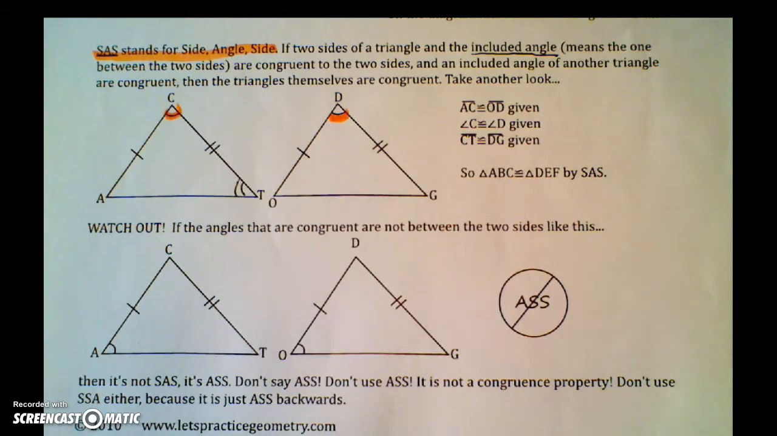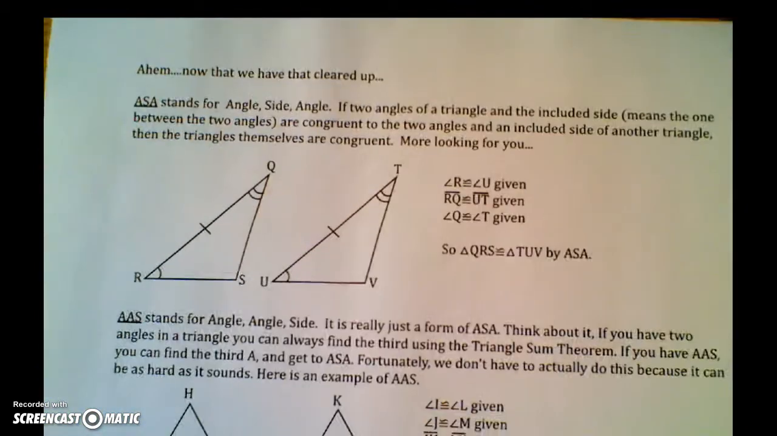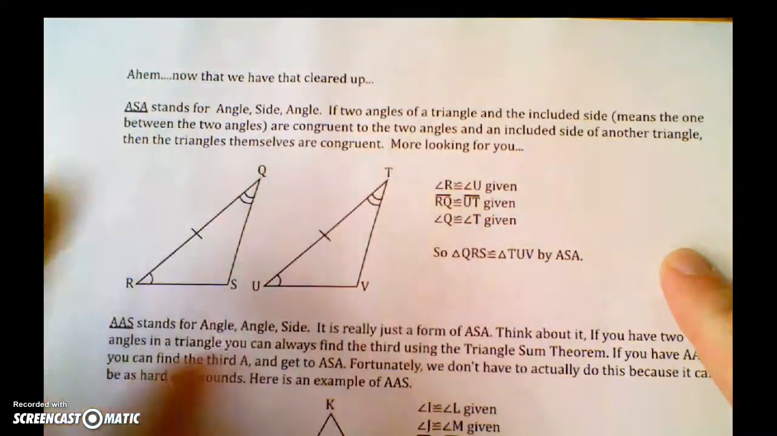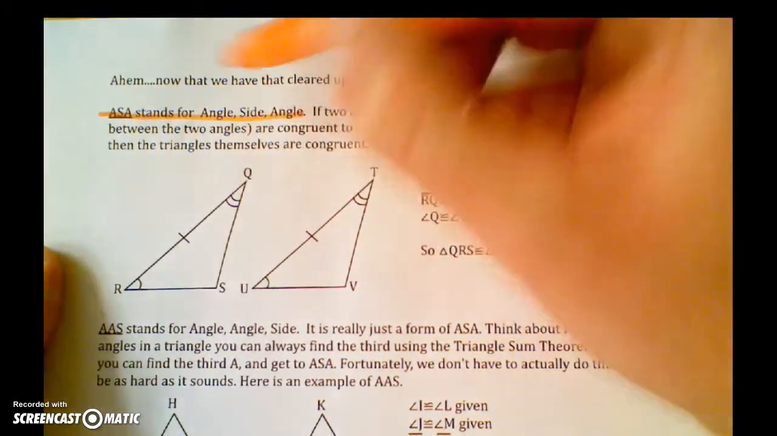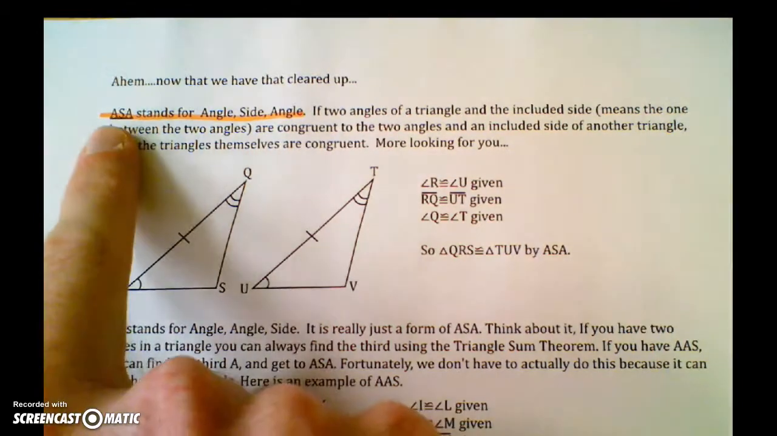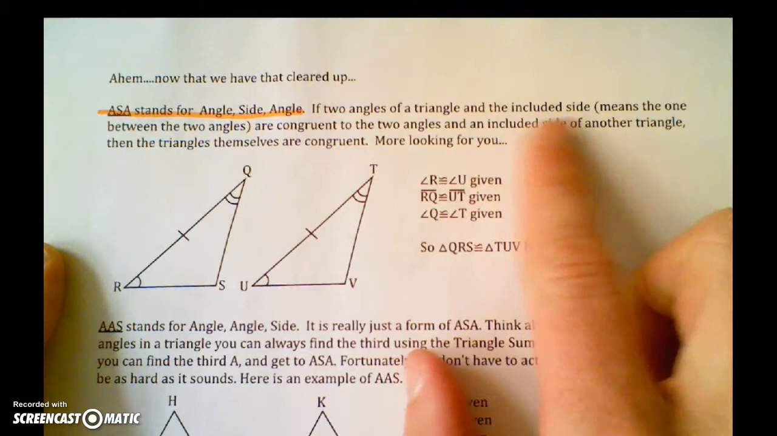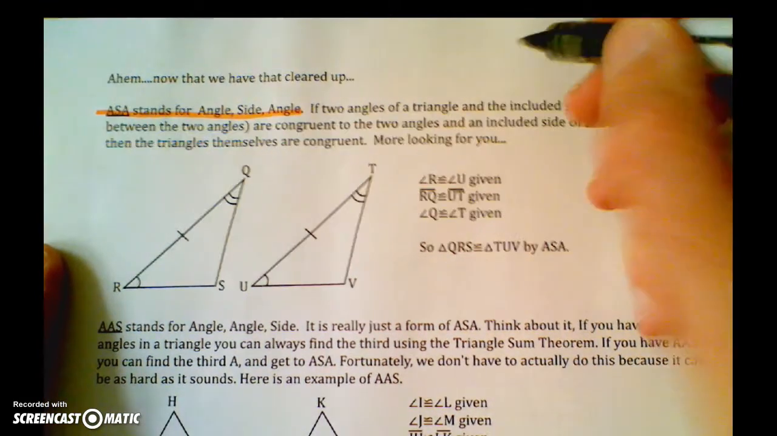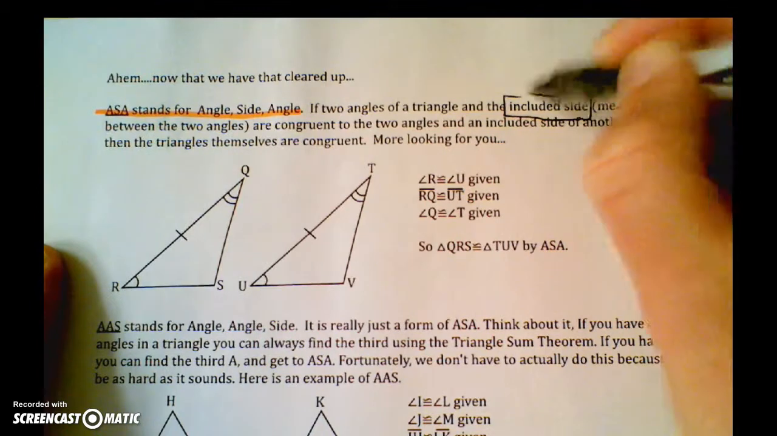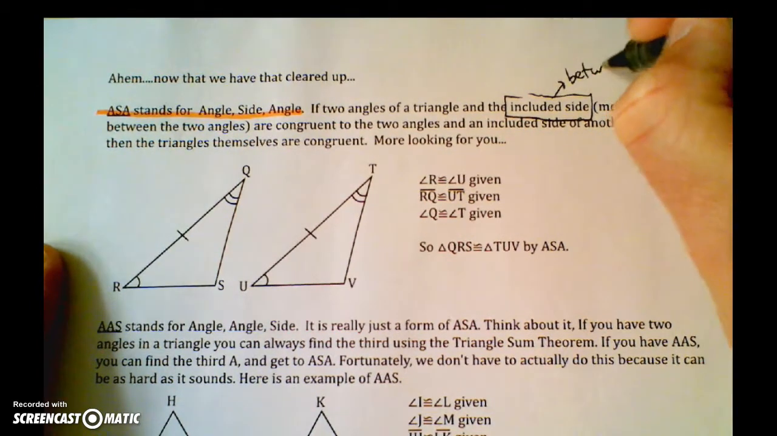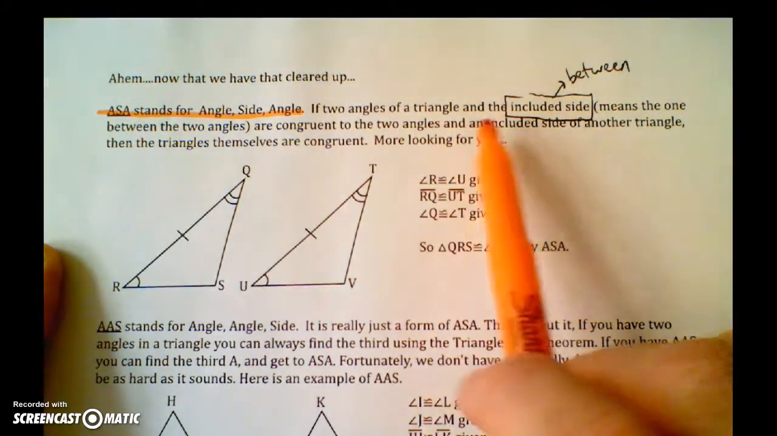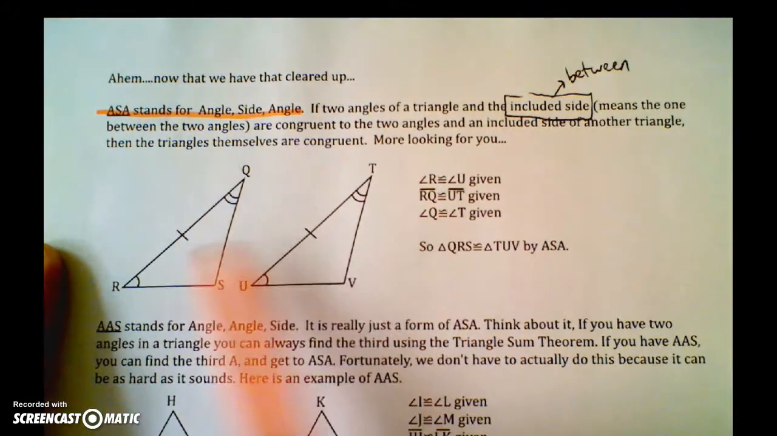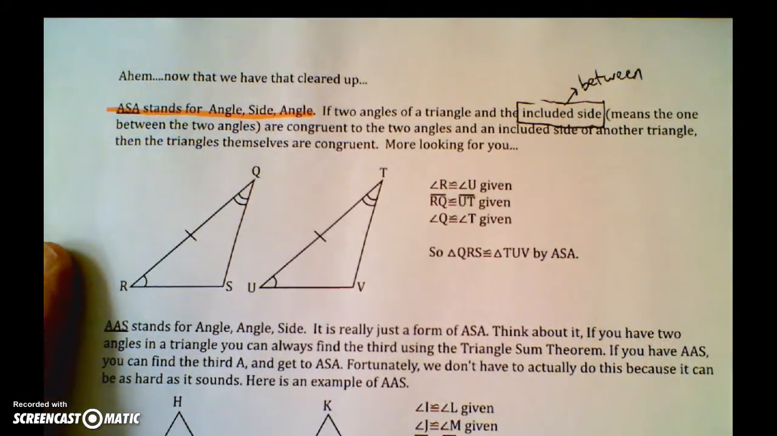Our next method for proving triangles congruent is ASA. So now that we've cleared up the SAS and the bad word, let's move on to the next one. ASA stands for angle, side, angle. If two angles of a triangle and the included side, so again, just like included angle meant between, included side means between as well. It's between the angles. If that's congruent to the two angles and an included side of another triangle, then the two triangles themselves are congruent.